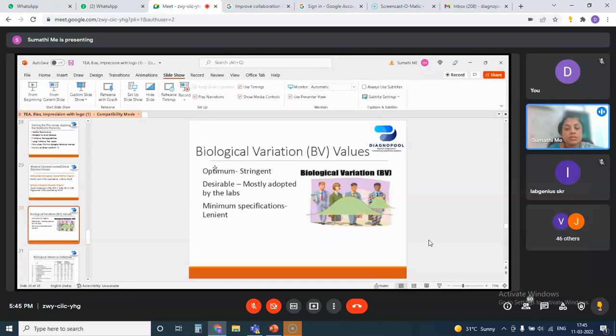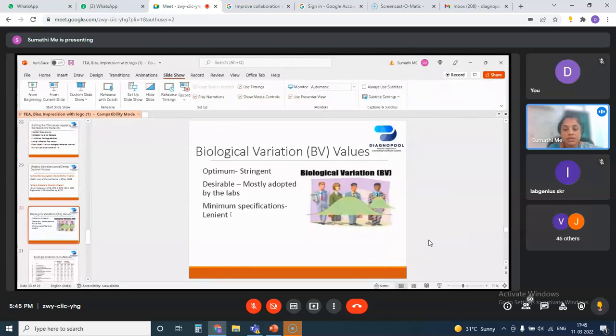The first one is the optimum. Optimum will give stringent quality control set values, and the desirable is appropriately good for beginners, and the minimum specification is the most lenient. They have a broad range of analytical goals. So it is always advisable to take the desirable biological variation database.